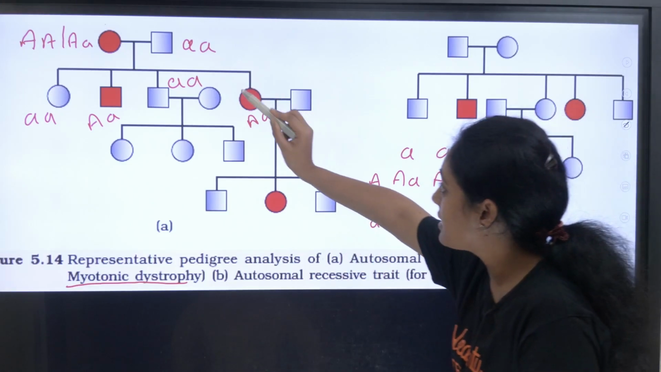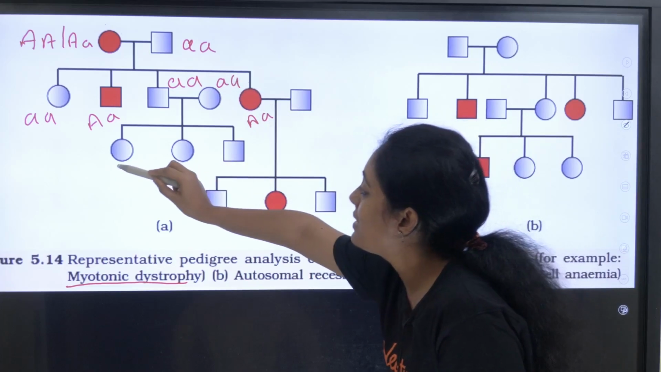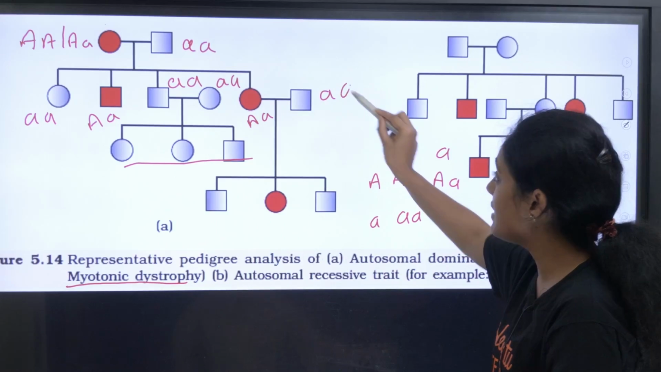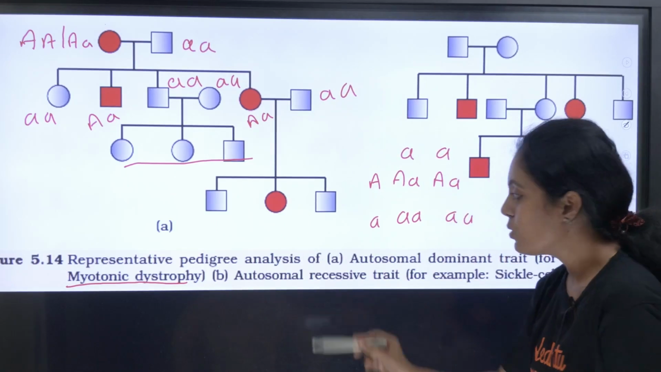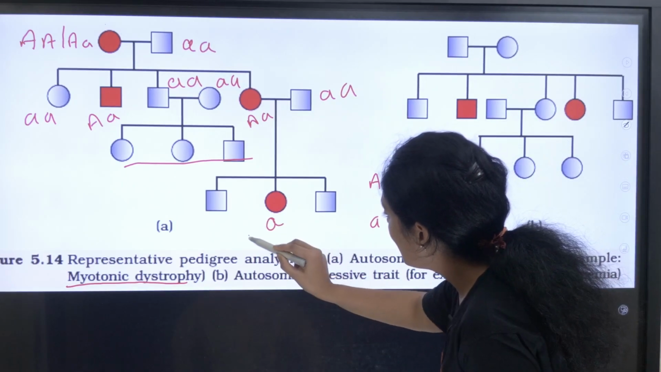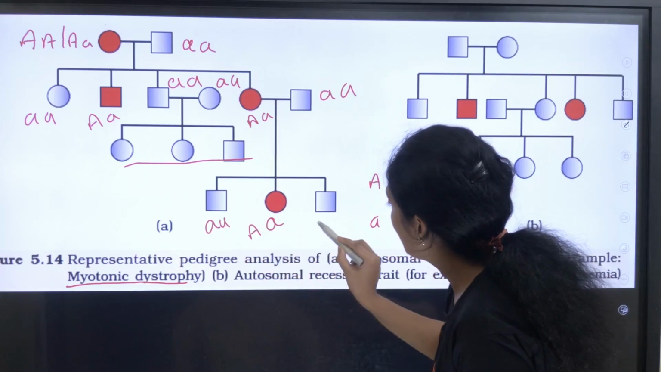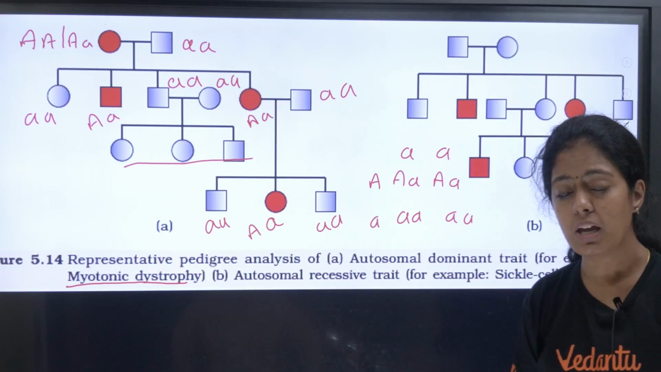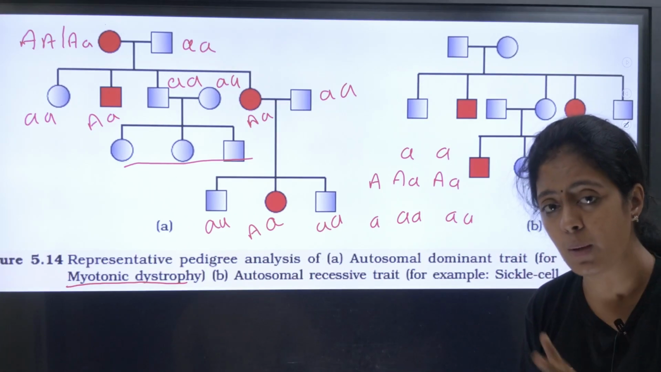Now this person is also normal, so I don't see anyone affected. Now this person is the same thing, so again you get affected ones. These people will be Aa. So using alleles, I am just showing you what has actually happened. So this is your autosomal dominant trait.